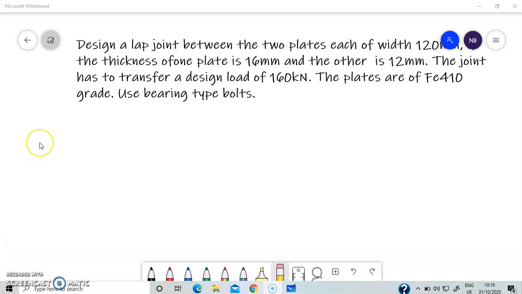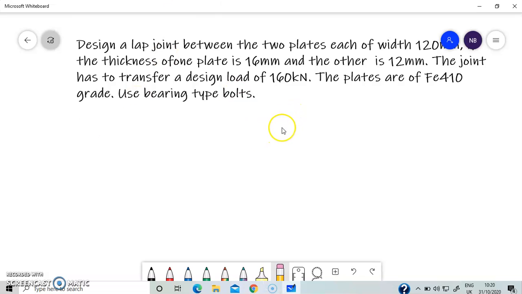In this lecture, we will be designing a lap joint. All this while we have been finding out, for a given system of plates connected with bolts, how much design force the system can take. Now in this problem, you are given the design load of 160 kilonewton and you are asked to design the lap joint. There are two plates which are to be connected.